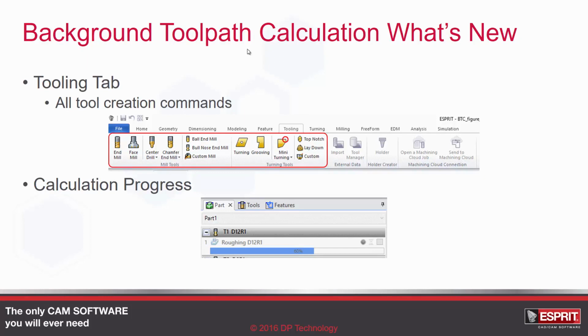And you'll also notice that when the toolpath calculation is taking place in the background, we have this progress bar that shows up on the part operation list to let you know that something is actually happening in the background, and it will give you a percentage of how far along the calculation is.